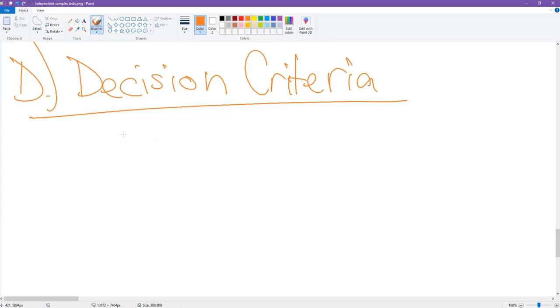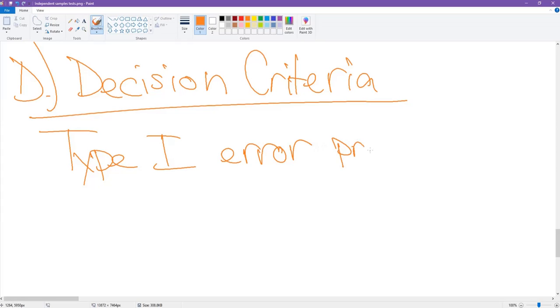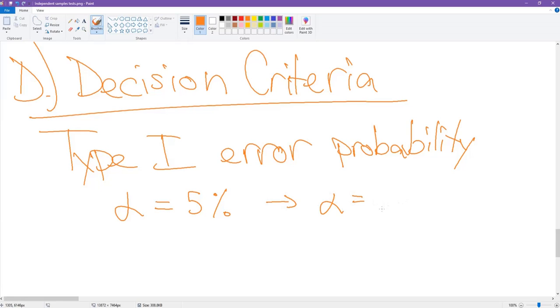So, with decision criteria, we do have to decide what our type 1 error probability is going to be set at. And we're going to call that alpha, just like every other time that we set it. And maybe you've decided that your type 1 error probability is going to be set at 5%. Now, the way that we usually write this is actually alpha is equal to 0.05, so we're writing it in terms of proportion instead of percentage.